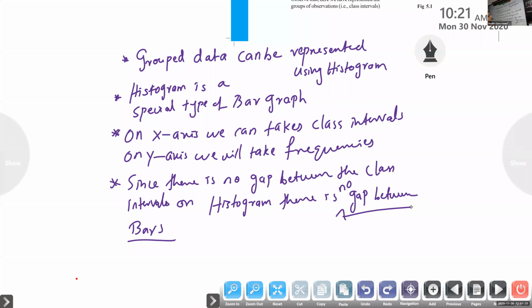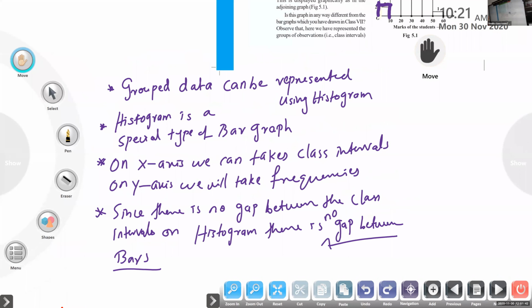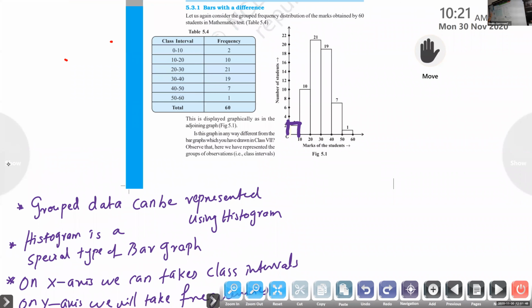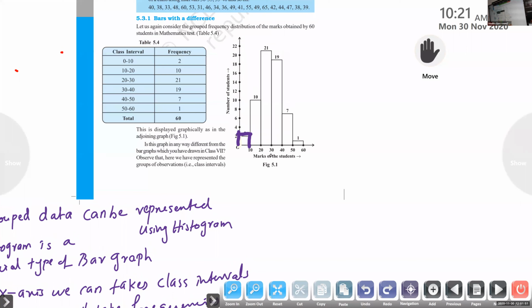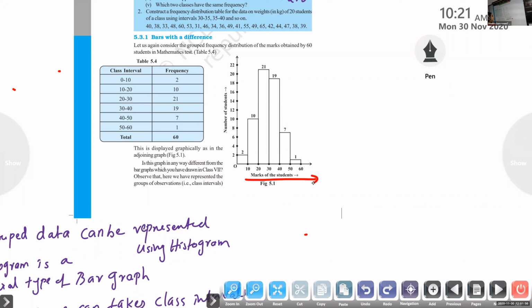Wrote all of you? Yes, ma'am. Now I will show you some histograms. Here you can see a histogram. This histogram shows marks of students. See the marks of students and number of students. Marks lie between 0 to 10, 10 to 20, 20 to 30, 30 to 40, 40 to 50, and 50 to 60.